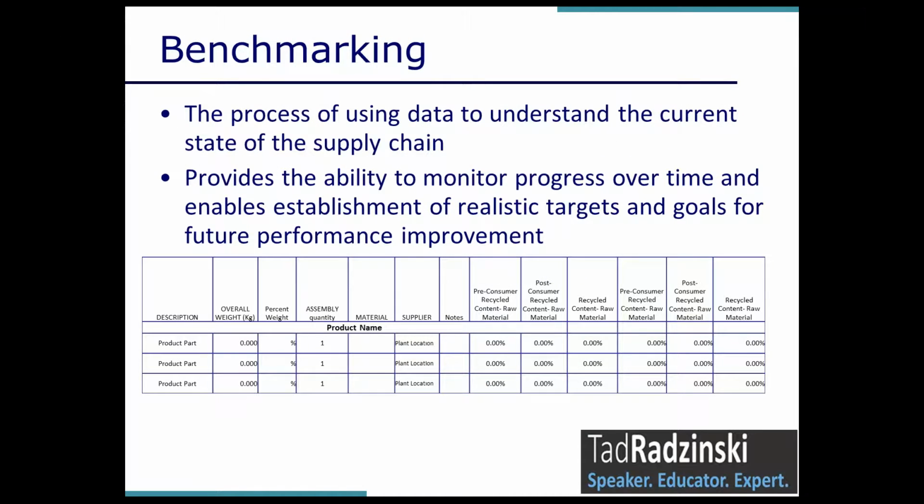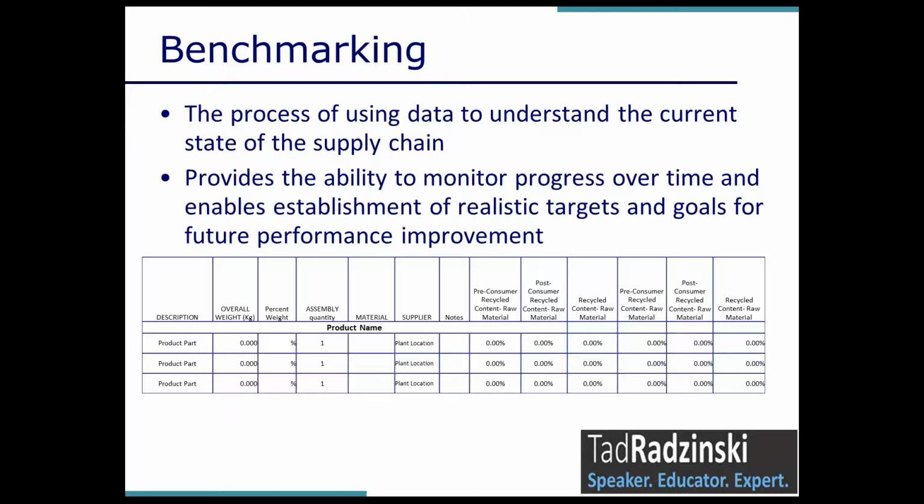By tracking this information, we do what we call benchmarking, and really what that is, is just using data to understand the current state of the supply chain. So most of the companies we're working with right now are just establishing their supply chain sustainability initiatives. So they're baselining where their suppliers are. They might be sending out questionnaires to try to get an understanding of what's going on with the suppliers' sustainability initiatives in-house. Are they measuring greenhouse gases? Are they managing water, saving energy?